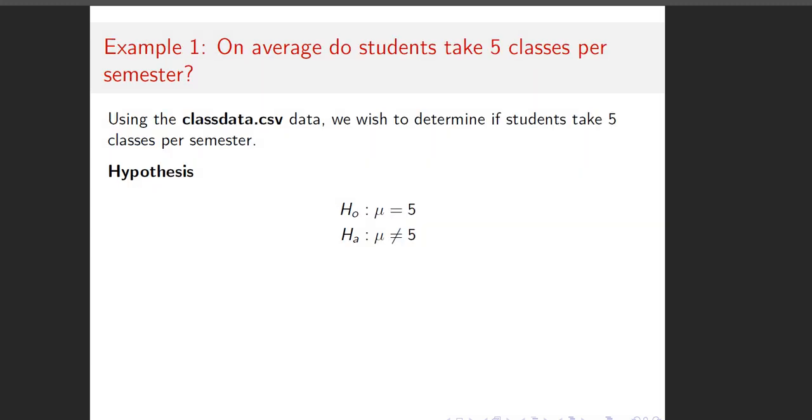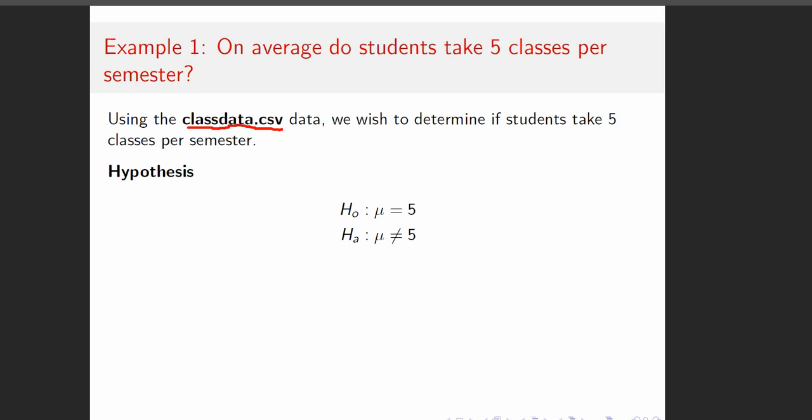We'll start with the first example. On average, do students take 5 classes per semester? When we get this class data file loaded, one of the things we're going to have is the number of classes. Now, at UNG, most of our classes are 3 credit hours. I do know there are other classes that are more or fewer hours, but basically we're taking the number of classes and assuming that that's about 15 credit hours, and that's the average.